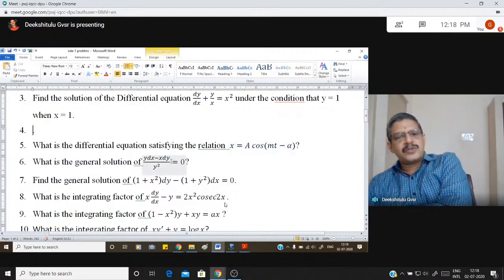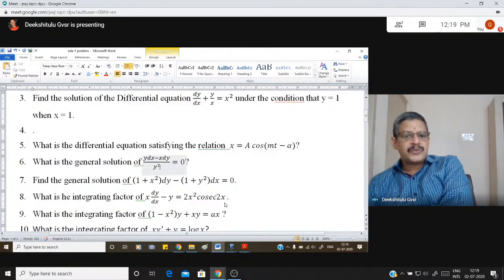What is the general solution of y dx minus x dy by y square? It is in the standard formula, the derivative of x by y. What is the derivative of x by y? It is (y dx minus x dy) divided by y square, equal to 0. So the derivative of x by y is equal to 0, so x by y becomes a constant. That's the general solution.